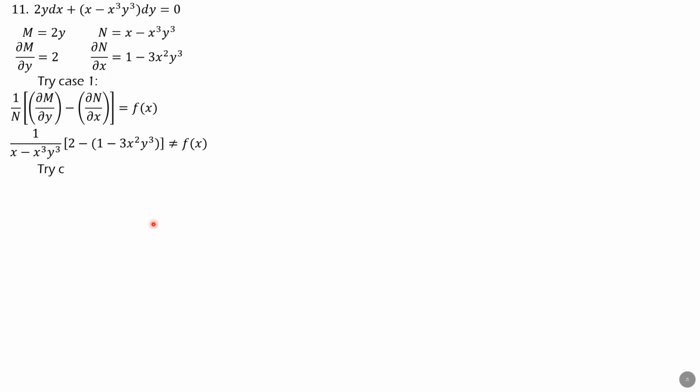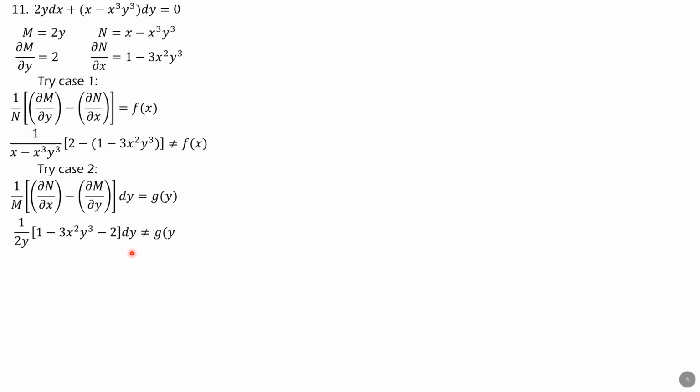So let's try next case 2. That is, 1 over M times the quantity partial of N with respect to x minus partial of M with respect to y, if it is a function of y alone. So 1 over M, M is 2y, times the quantity 1 minus 3x squared y cubed minus 2. This expression is a function of both x and y, so it is not a function of y alone.